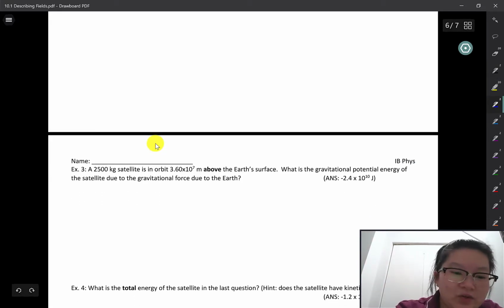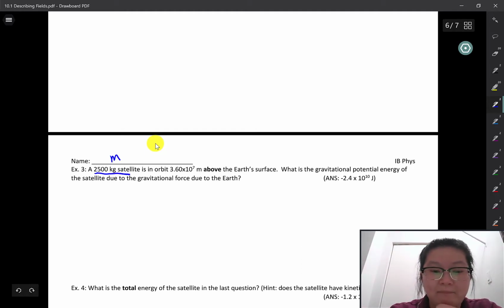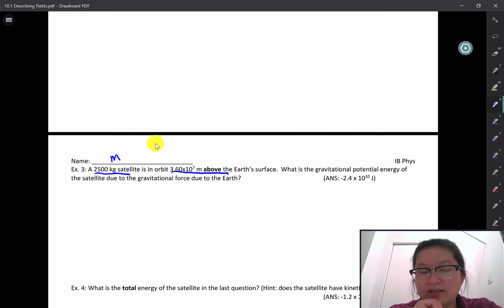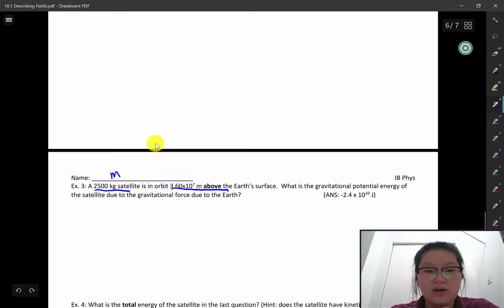We have a 2,500 kilogram satellite, which I'm going to call small m. It is orbiting this many meters above the Earth's surface, so it's not exactly from the center of the Earth, it is above the Earth's surface. So there's something we have to worry about there. What is the gravitational potential energy of the satellite due to the gravitational force due to the Earth?